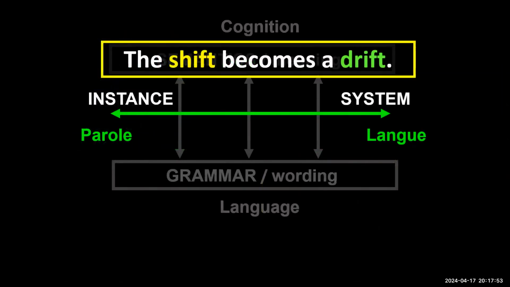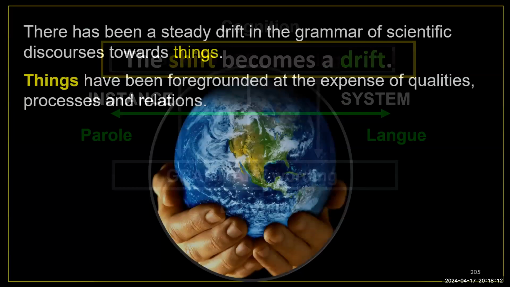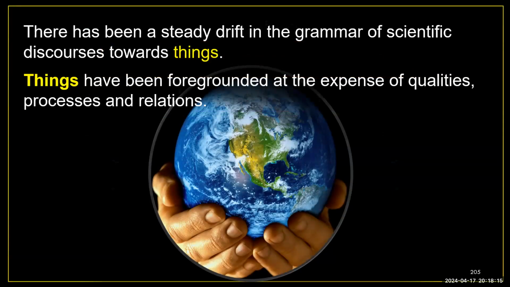It has become so common and used so frequently. The instances, the use of language, has become the system of language. It has become a variety. It has become a register. And what this has done is it has created a discourse that revolves around things. Things have been foregrounded at the expense of qualities, processes, and relations. Indeed, the language is shaping us.